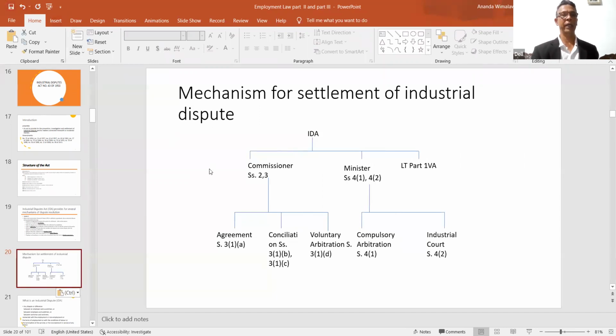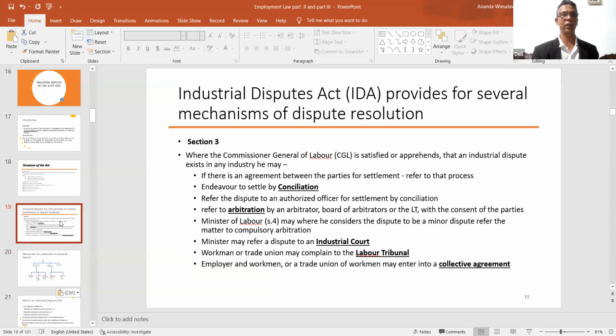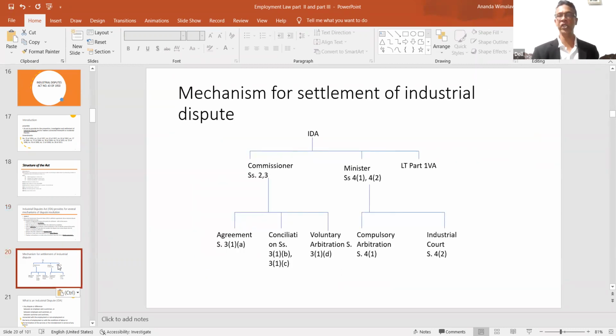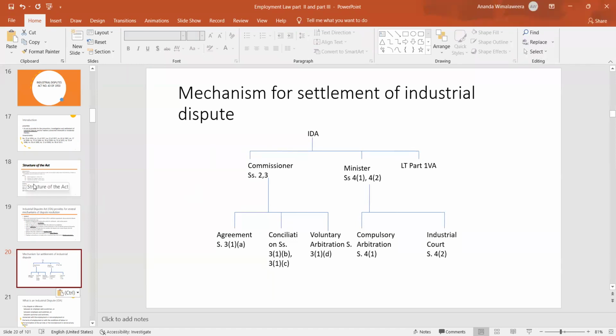So, ladies and gentlemen, look at this, slide number 20 now. Is it visible or not? No one is answering. Yes, sir.